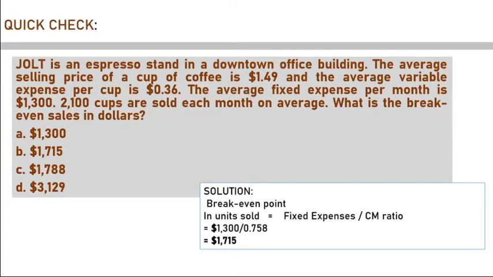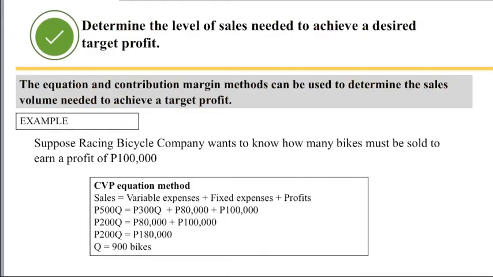The solution is break-even point in dollars equals fixed expenses divided by CM ratio, equals $1,300 divided by 0.758. The answer is $1,715. Thank you, Ms. Manlimos.